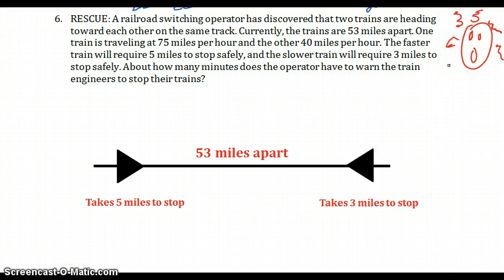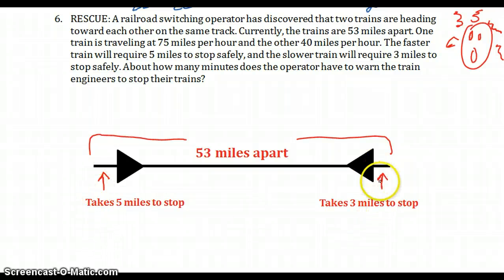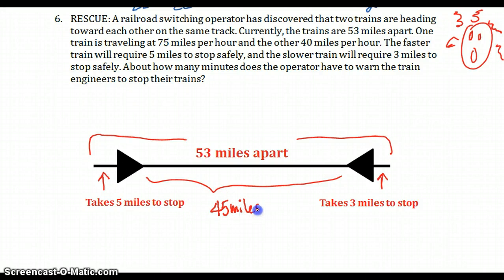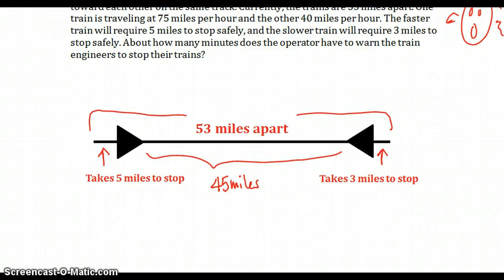Okay, so they're 53 miles apart. So this diagram is a little misleading. The whole distance apart that they are is 53. But don't forget, one train needs 5 miles to stop, and the other train needs 3 miles to stop. So we don't have all 53 miles. We have to take away the distance needed for stopping. So that leaves us here within the parameters 45 miles is what we really are working with. So we have 45 miles, and they have 2 different rates.